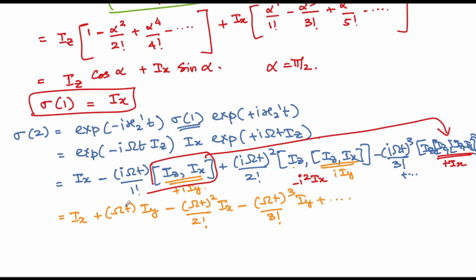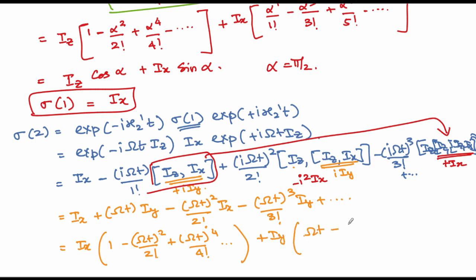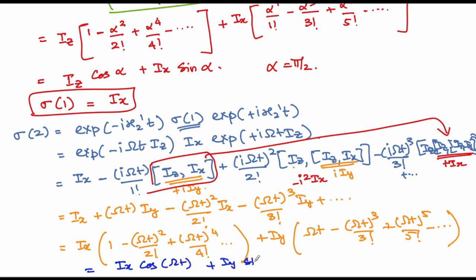So once again, clubbing similar terms of Ix, you will end up getting Ix times 1 minus capital omega t the whole square by 2 factorial plus capital omega t power 4 by 4 factorial and so on, plus Iy times omega t minus omega t whole cube by 3 factorial plus omega t the whole power 5 by 5 factorial and so on. If you pay close attention, this is nothing but Ix of cos of capital omega t plus Iy of sine of capital omega t. So now we have achieved our target.